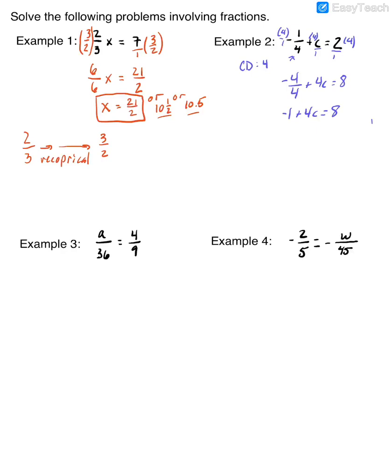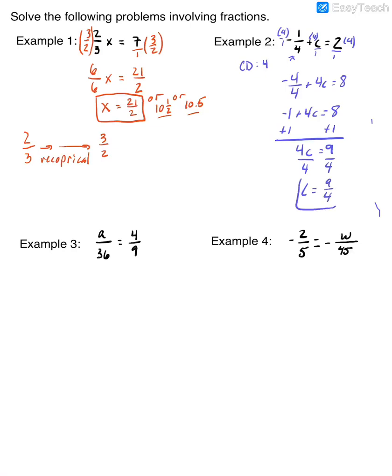And so now, notice I have no fractions. And now I can solve it with utmost ease here. So I can add 1 to both sides. It gets me 4c equals 9, and then divide both sides by 4 to get me 9/4.